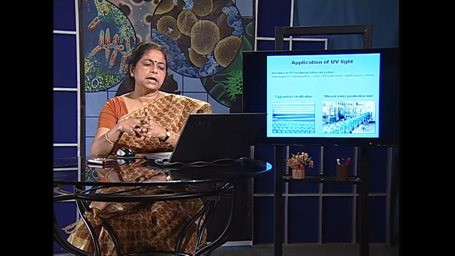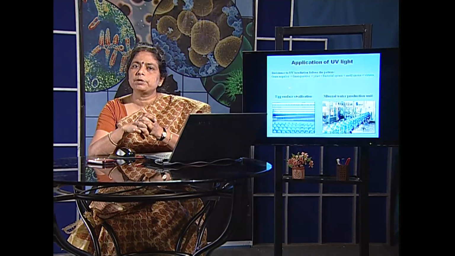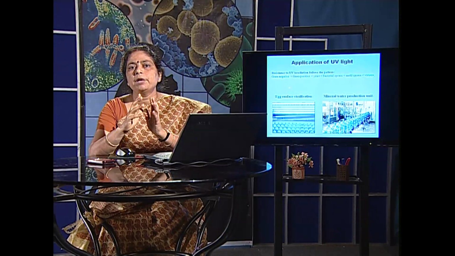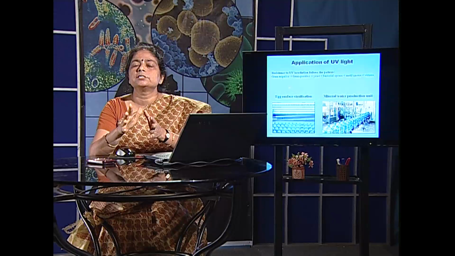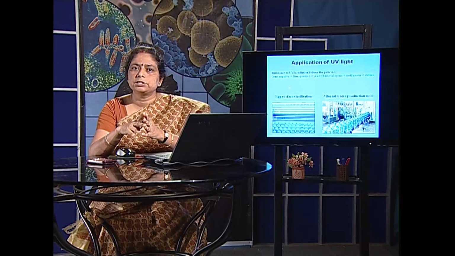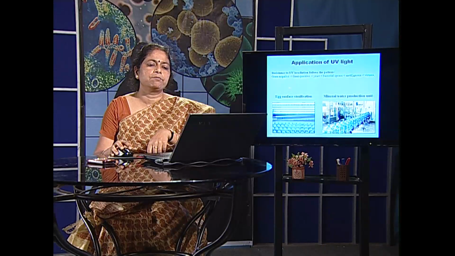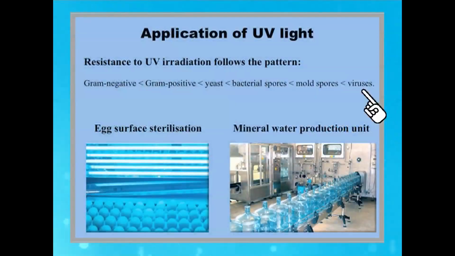Now, whatever the conditions or processes or applications of ultraviolet light may be, many microorganisms are resistant to this ultraviolet radiation, and this resistance could be shown in this pattern where we find that viruses are very much resistant to ultraviolet radiation in contrast to gram-negative bacteria, which are more susceptible to ultraviolet radiation. And the pattern of resistance is like this.